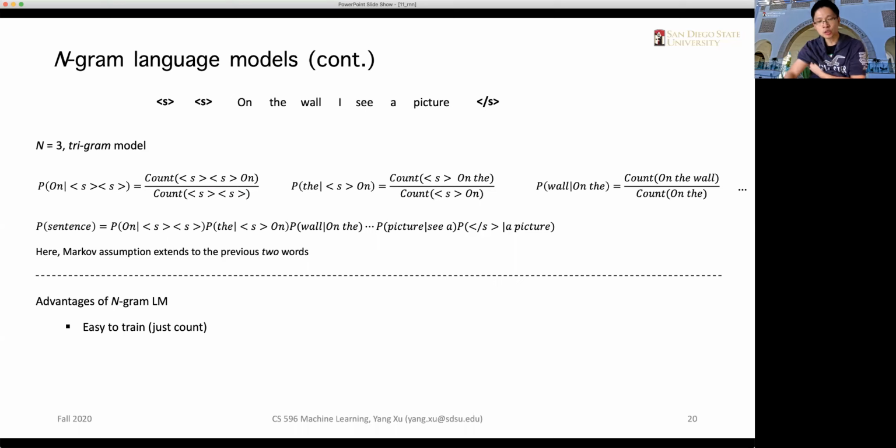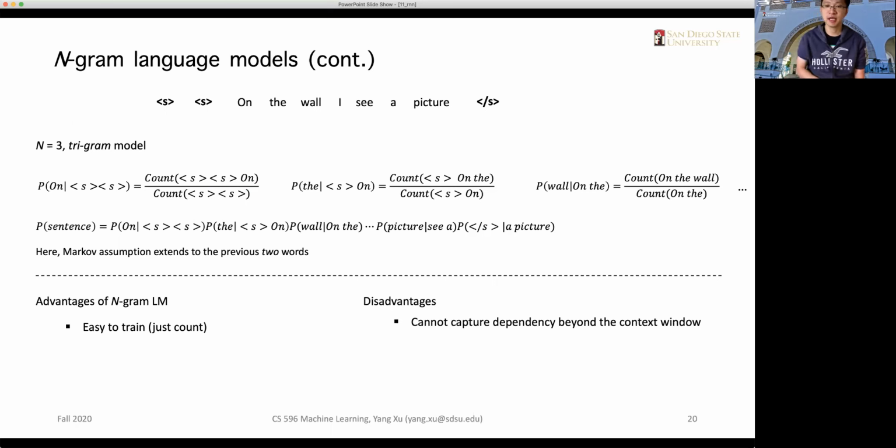Okay, so the advantage of these Ngram-based language models is that they are easier to train. It's not a neural network, so there's no backpropagation needed. We just need to count all the occurrences, so it's much easier to train and much faster to estimate. But the big disadvantage is that it is unable to capture long-term dependencies. It is unable to capture the relationship between the current word and words beyond the context window.